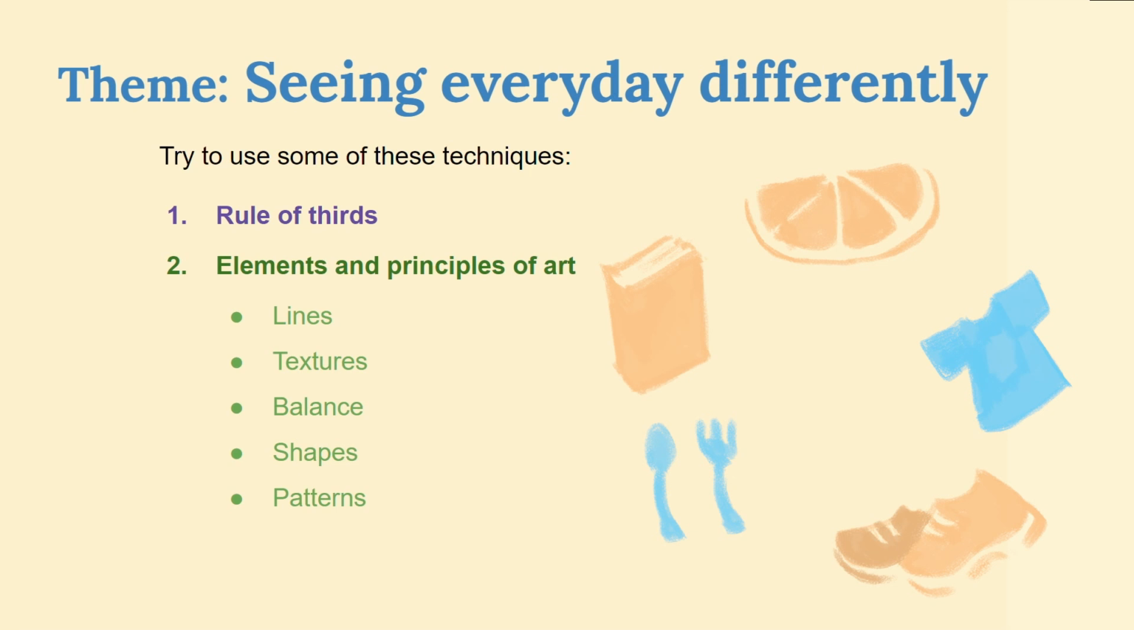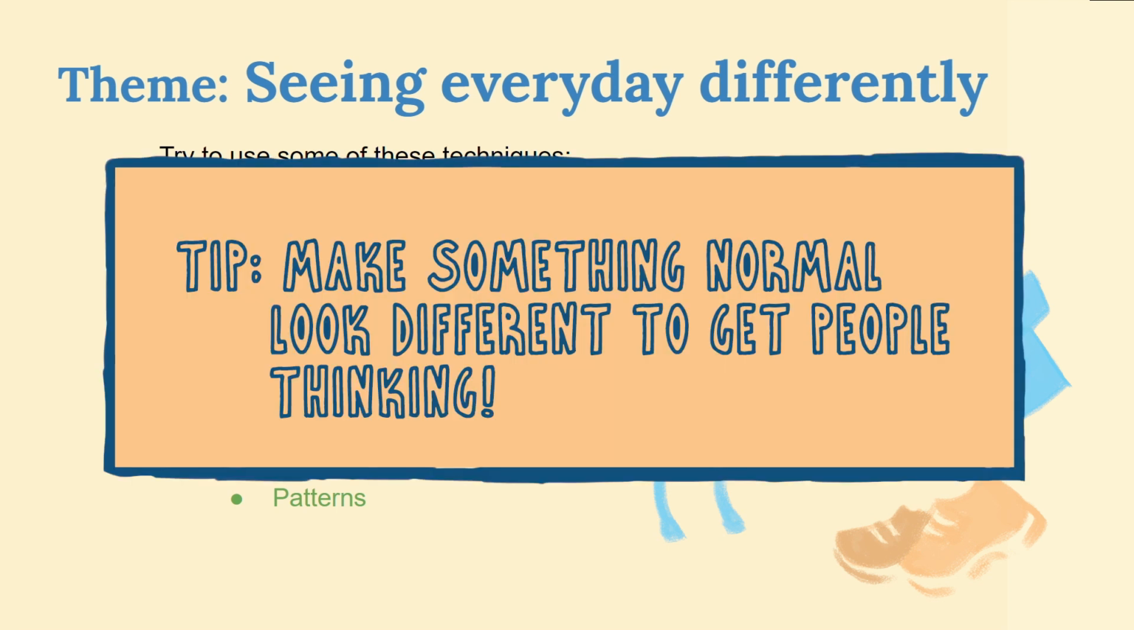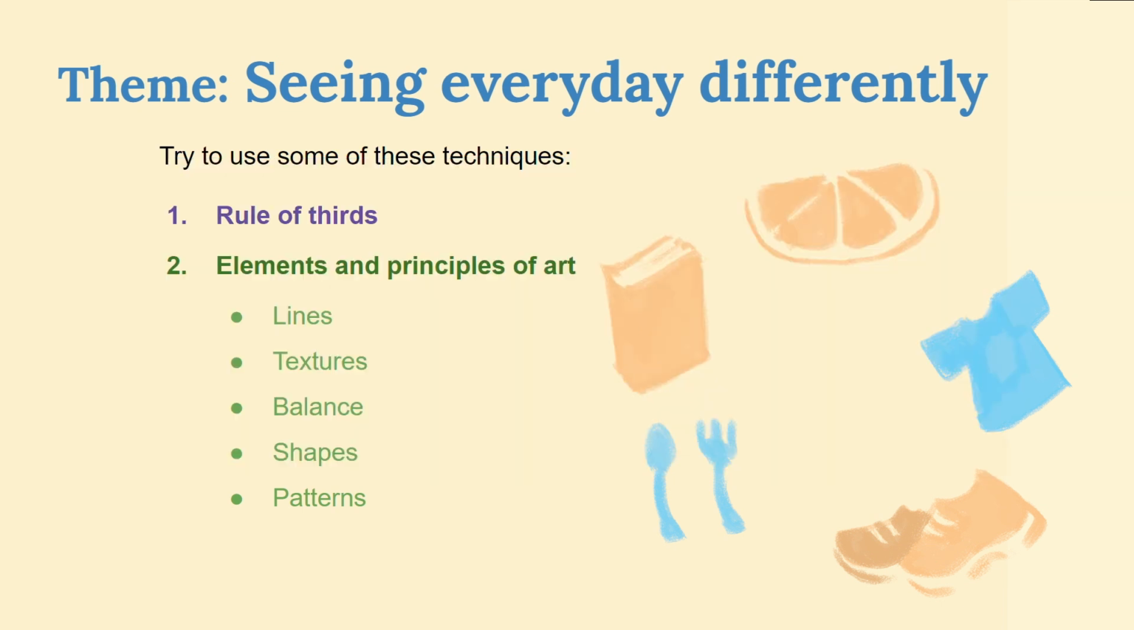Remember, a good photographer doesn't need to have the most interesting object to photograph, but can make something normal look different to get people thinking. For this activity, you should try to make use of some of the 5 elements and principles of art to make your composition. You don't have to use all of them in one image, because sometimes the simpler the better.